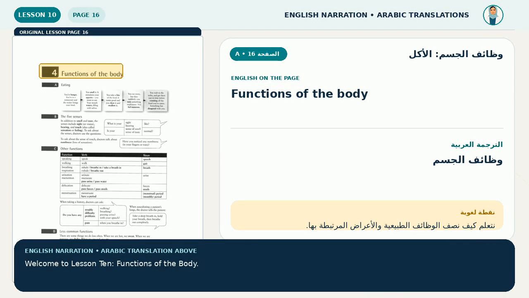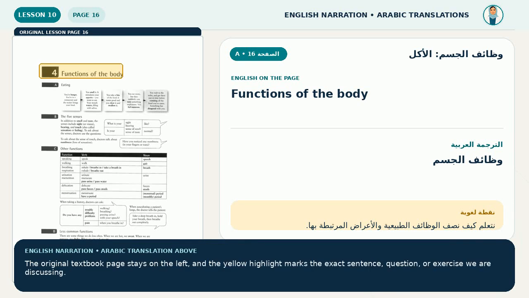Welcome to Lesson 10, Functions of the Body. This lesson uses slow English narration. The original textbook page stays on the left, and the yellow highlight marks the exact sentence, question, or exercise we are discussing. On the right, you will see the English wording with its complete Arabic translation. I will speak English only.